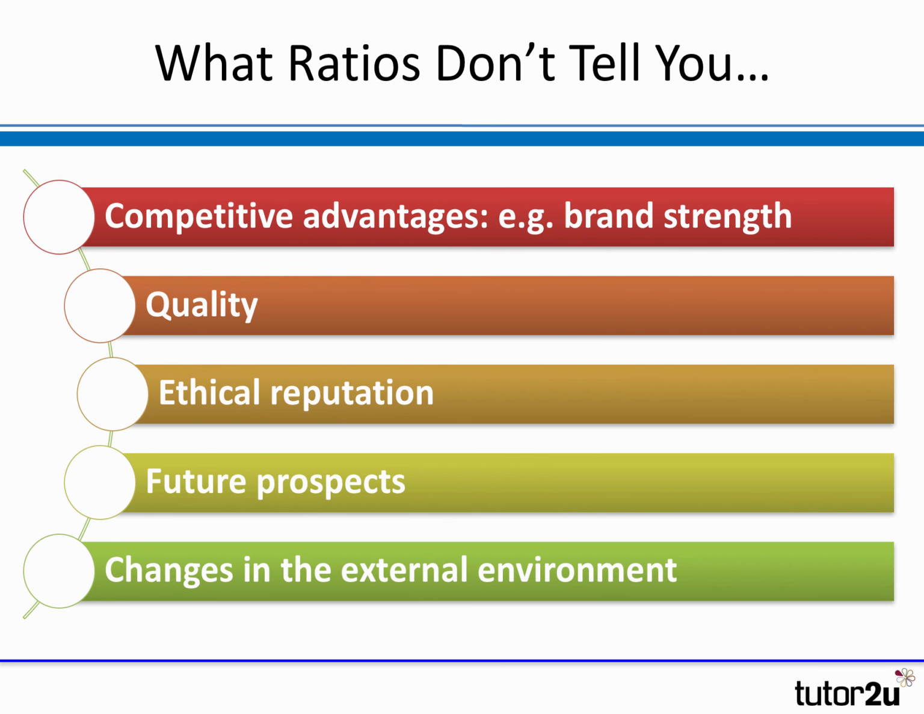It doesn't tell you how well the business performs when it comes to things like product quality or customer service. It doesn't tell you whether the business has a strong track record of ethical behaviour or dealing with its social responsibilities. It doesn't really tell you, because they're backwards looking, what the future looks like, unless of course you calculate some forecasts and then calculate the ratios based on those forecasts. So ratios, whilst they're useful, don't tell you everything about the overall competitive position and performance of a business.